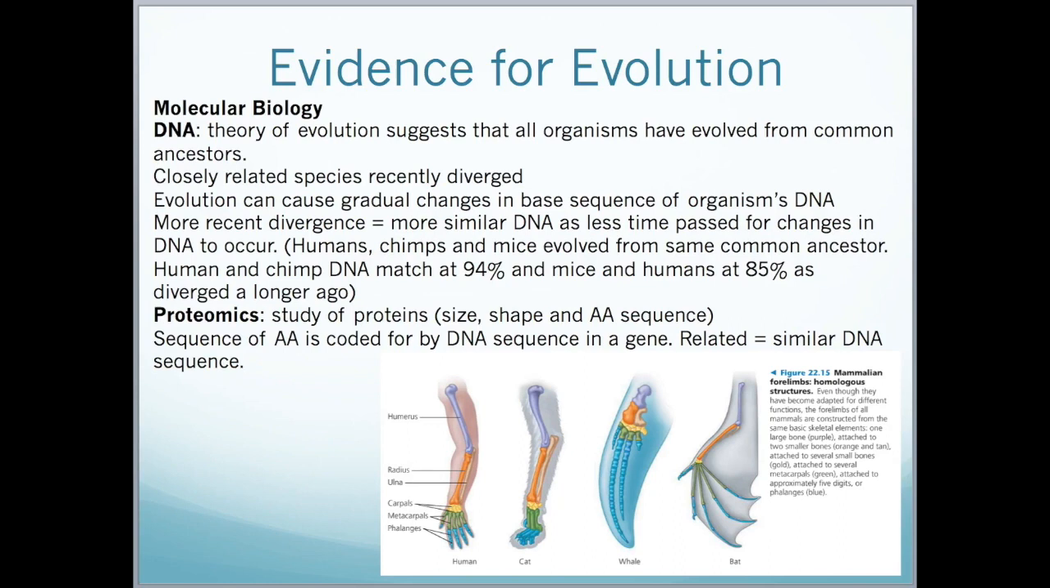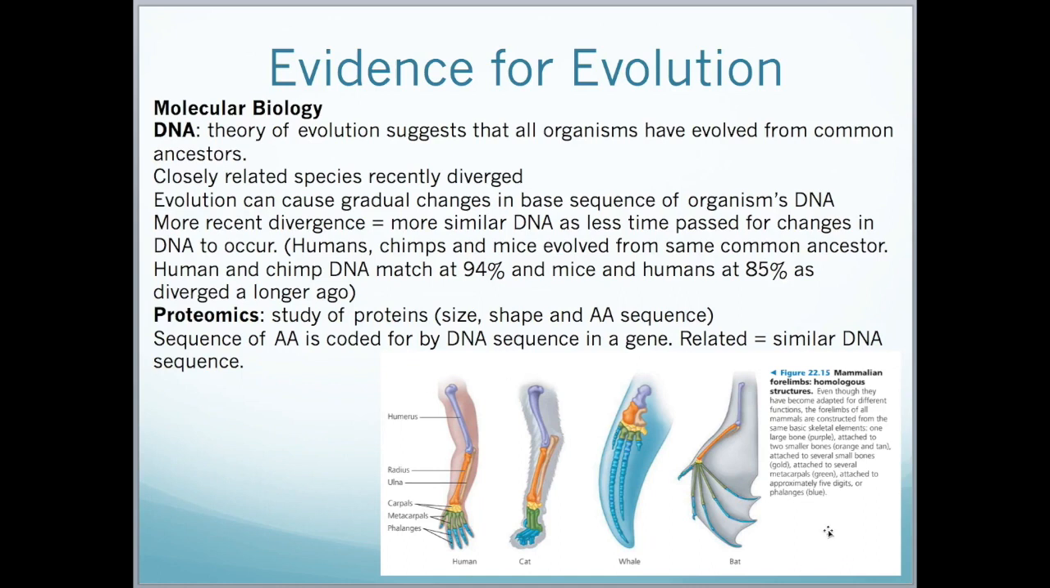For example, if we compare humans, chimps, and mice, we all have evolved from a common ancestor. Humans and chimp DNA match at 94%, but human and mice DNA only at 85%. And this is because we diverged from mice much longer ago.